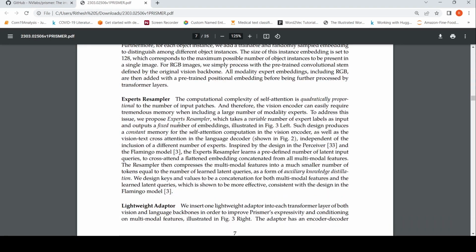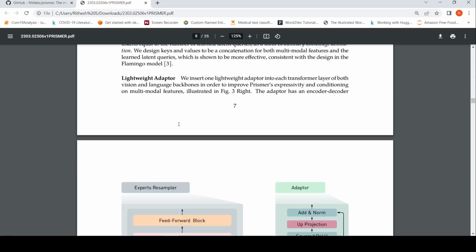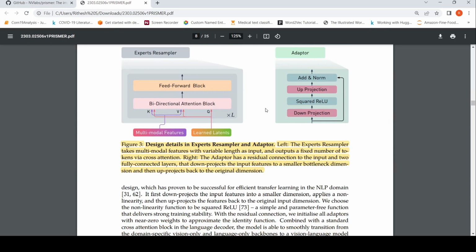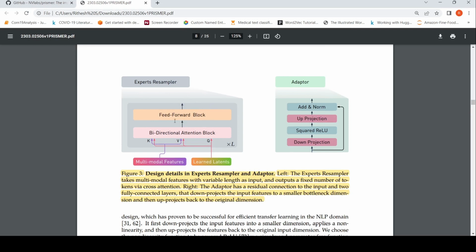Then they talk about the adapter and experts resampler, because these are the trainable components. So this is the experts resampler. What does it do? It takes multi-modal features with variable length as input and outputs a fixed number of tokens via cross attention. That is the idea over here. The adapter has a residual connection to the input and two fully connected layers that down project the input features to a smaller bottleneck and then up project it. That is the adapter.